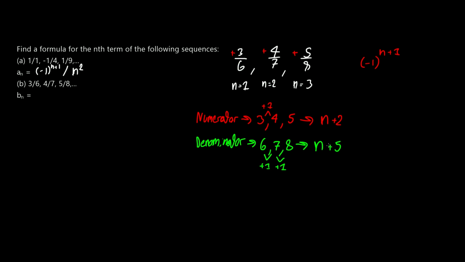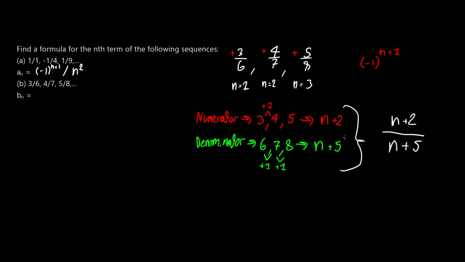So now let's test that theory with the third term again. So if we want to find the denominator for the third term, let's substitute the 3 for the n. So we're going to have 3 plus 5, which is 8. And the denominator on the third term is indeed 8. So we have confirmed that this is valid. And now let's put it all together. So in the numerator, we're going to have n plus 2. And then on the bottom denominator, we're going to have n plus 5.